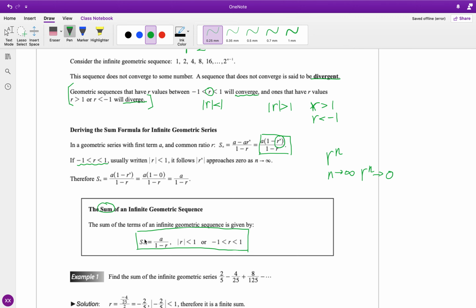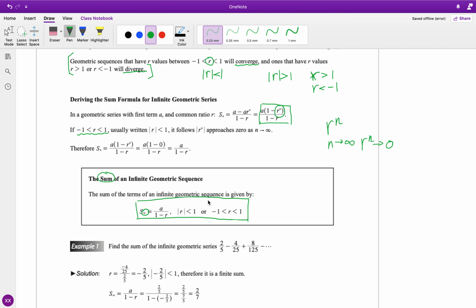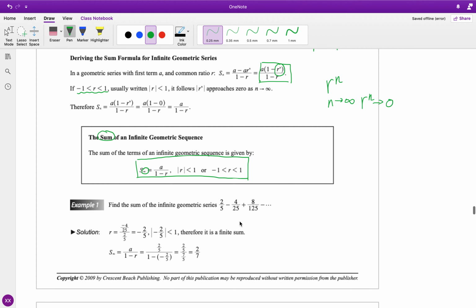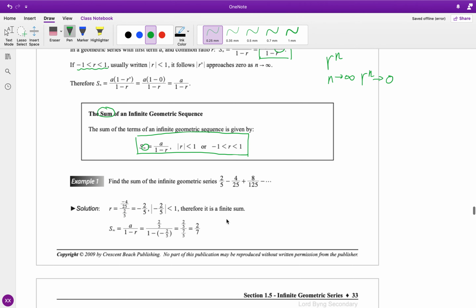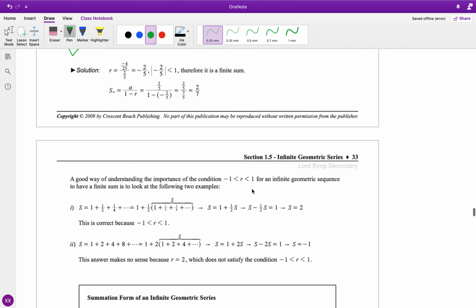So please note there are two conditions here. One condition is that the sum is an infinite number of terms added together, and also the absolute value of the common ratio is smaller than 1. Then the formula is that. Okay. Now take a look at this example, you could study it by yourself. Not a big deal.